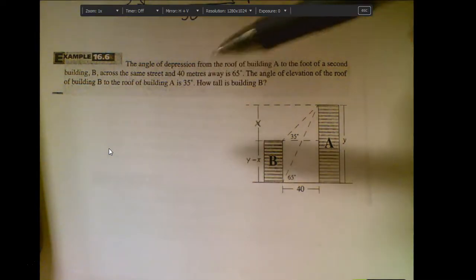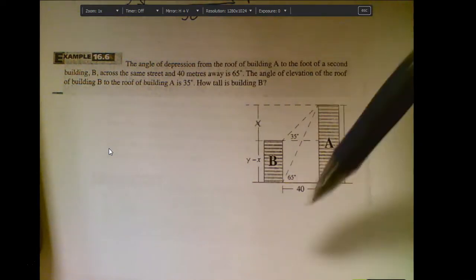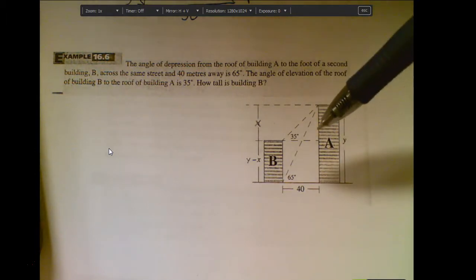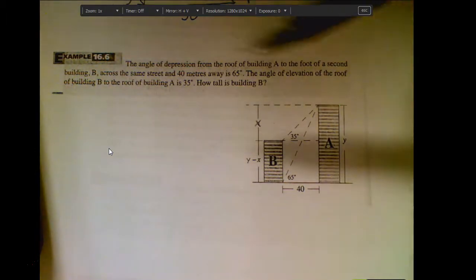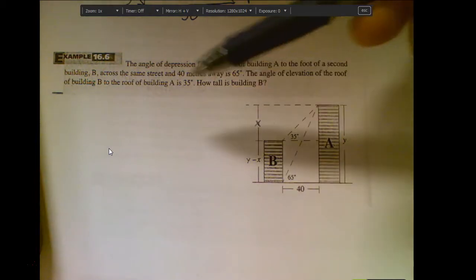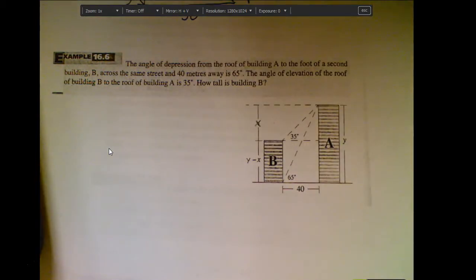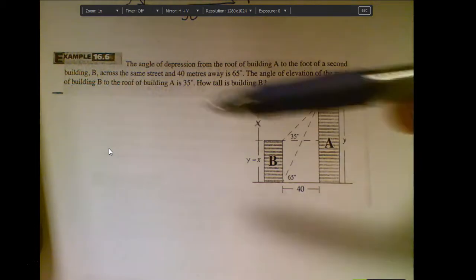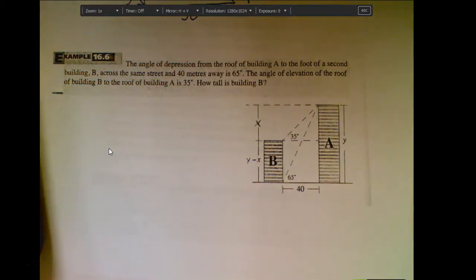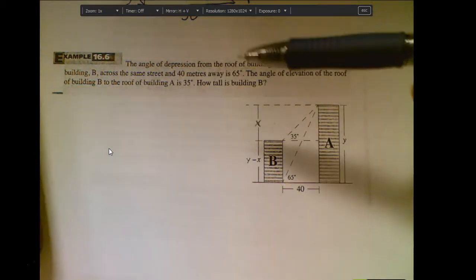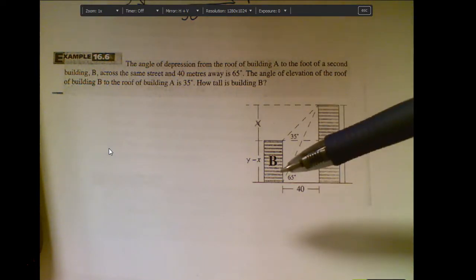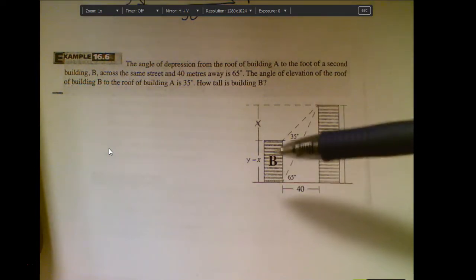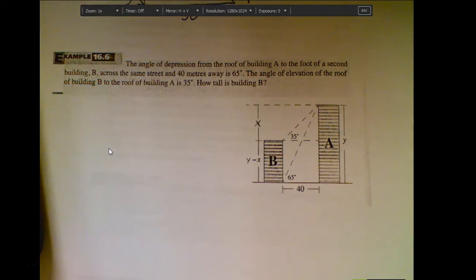So everything that's already been described is already laid out for you within the diagram itself. Where they refer to building A and building B, the 40 meters has already been put in place, the 65 degrees. Everything's already been identified within the drawing. So what they are asking for is how tall is building B. You can see right here, this is building B, and we're going to figure out how tall that is.